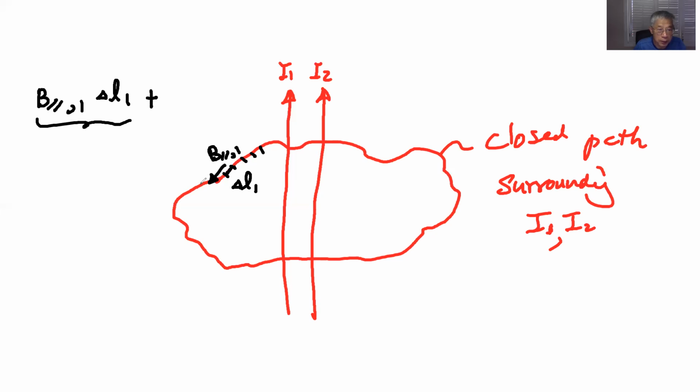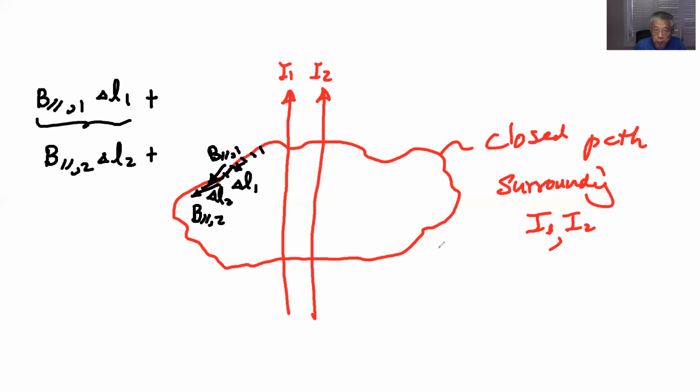And then you add the next term. So the next term is delta L2, and B2 parallel will be going that way. So you add B parallel 2 times delta L2, right? So you keep going until you finish this summation, and you finalize at the end right there. So then this is your last one.